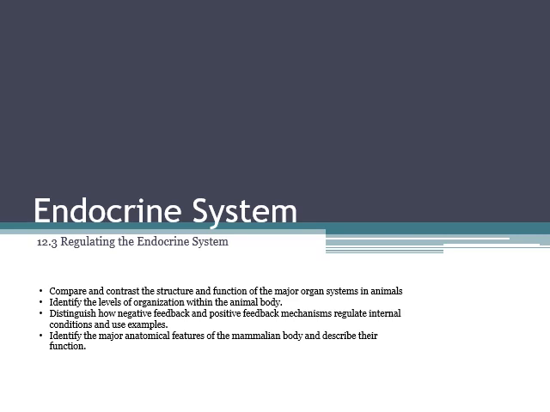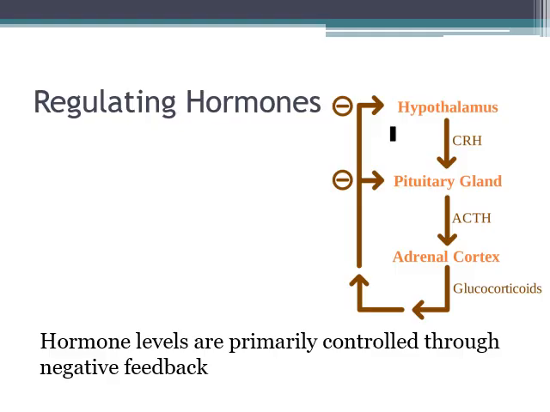So now we've talked about what a hormone is. We've talked about how it can move through the body. Now we need to talk about how they specifically regulate different systems in the body. Hormone levels are primarily controlled through negative feedback. We talked about negative feedback in Bio 101. We're going to hit it again now.